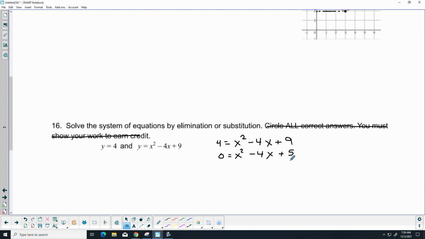Are there any numbers that multiply to 5 and add to negative 4? Well, 1 times 5 is going to give me 6, so that's a no. Negative 1, negative 5. That's also a no. So on this one, I would say no solution.